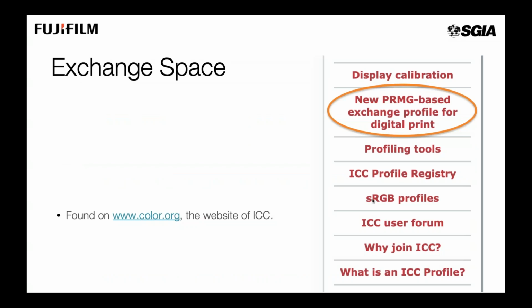Something that might help fix that: a problem with printing to CRPCs in that inkjet environment is that, aside from limiting your color space and having to worry about the conversion being correct, there's something called an exchange space. On the right-hand side, this can be found on www.color.org, which is the website of the ICC, the International Color Consortium. Look on the right-hand side, and you can see this new PRMG-based exchange profile for digital print.